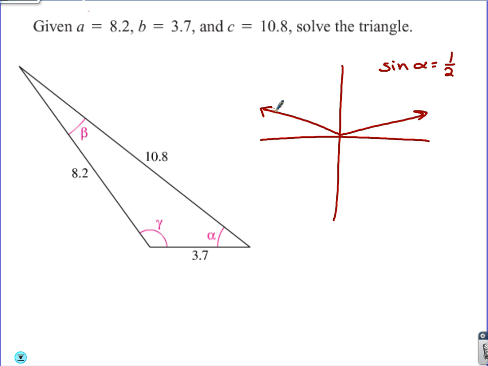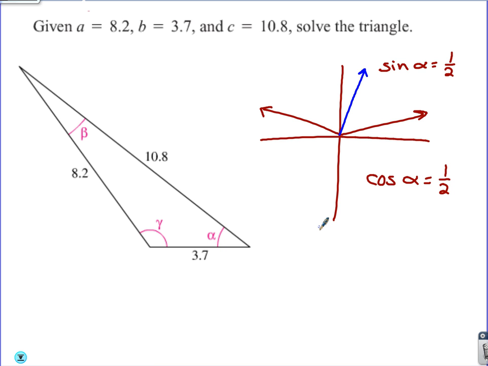What if it was law of cosines, though? Cosine of alpha equals 1/2. How many answers do you get? One. Because if the cosine of alpha is 1/2, what angle is that, by the way? Cosine of 60 degrees is 1/2.